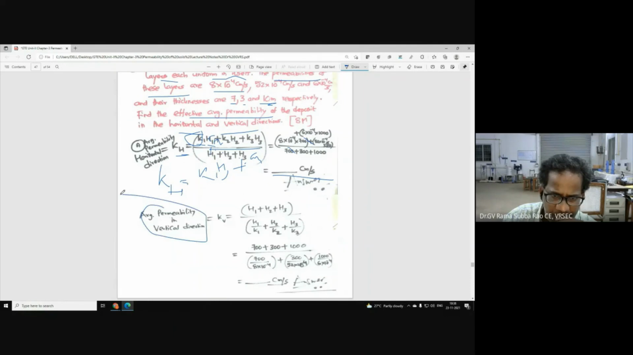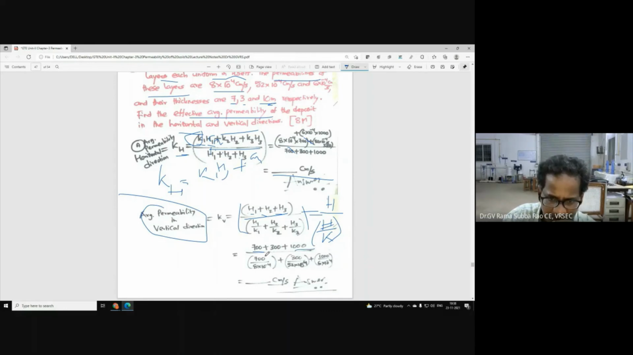And when it comes to vertical permeability, I told you a simple tip, H by K. Then what is the answer? H by K gives K only, because H is getting cancelled, we will get K only. So now H1 plus H2 plus H3 by H1 by K1 plus H2 by K2 plus H3 by K3, because here 3 layers are there. This formula is enough. Now H1, I have 7 meter, but I'm not happy with meter. I converted to 700 centimeter plus 300 centimeter plus, here it is given 10 meter, now converted into 10 into 100, now it is 1000 centimeter.